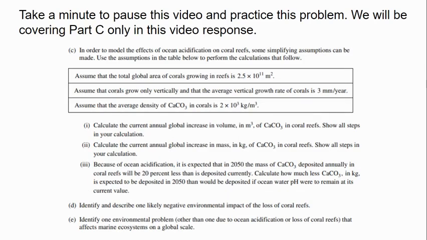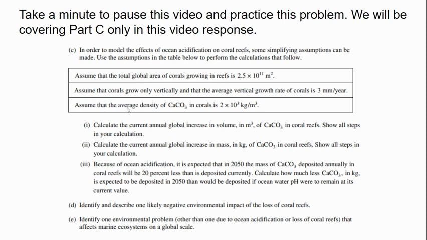Okay, now here's where we're going to focus our time. In order to model the effects of ocean acidification on coral reefs, some simplifying assumptions can be made. Use the assumptions in the table below to perform the calculations that follow. Assume that the total global area of corals growing in reefs is 2.5 times 10 to the 11th meters squared. Now, this is the area of coral in the total area of our oceans. Assume that corals grow only vertically, and that the average vertical growth rate of corals is 3 millimeters a year.